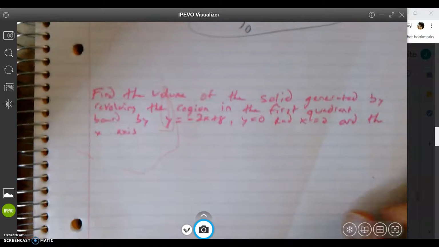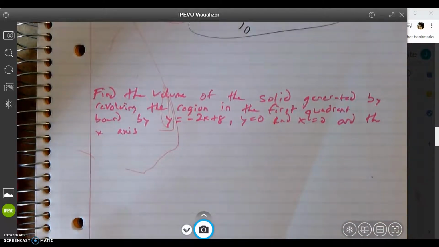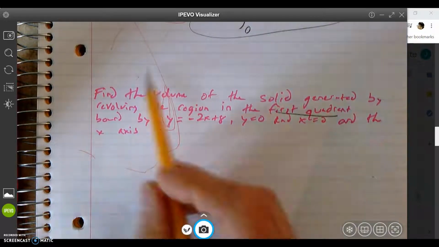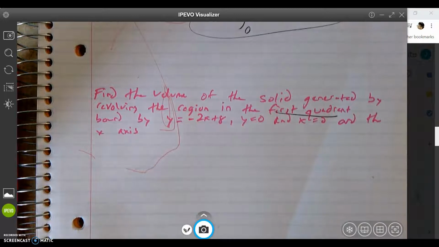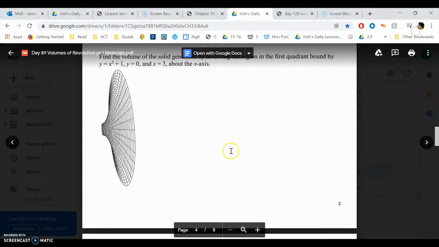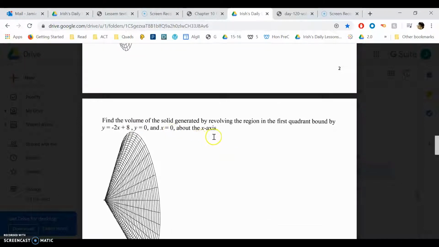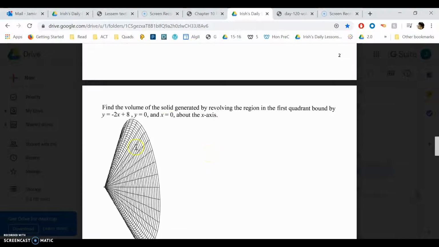All right, let's do another one, shall we? Find the volume of a solid generated by revolving the region in the first quadrant, bounded by y equals negative 2x plus 8, y equals 0, and x equals 0. Sorry, I said x equals 2 at first, my bad. About the x-axis. So here's the problem right here.